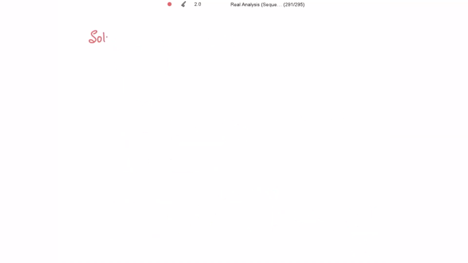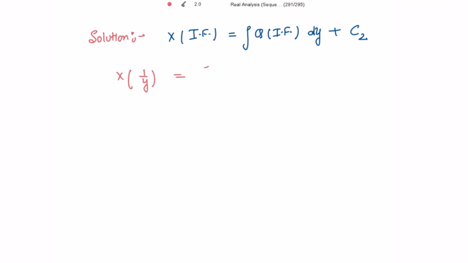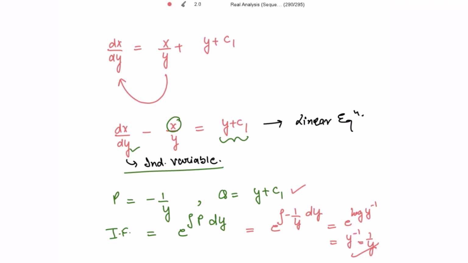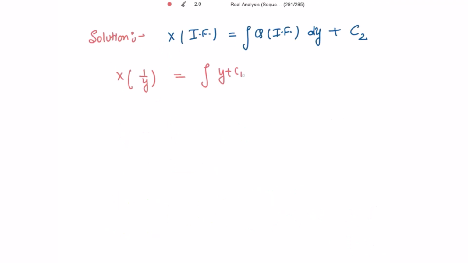So finding the solution now, the rule is x into the integrating factor equals the integral sign, writing q, multiplying this with the integrating factor, writing d with the independent variable, plus writing c2. I am taking the constant c2 now. So this is x into the integrating factor, that is 1 by y, equals the integral sign. Q is y plus c1. So this is (y plus c1) into the integrating factor dy plus c2.